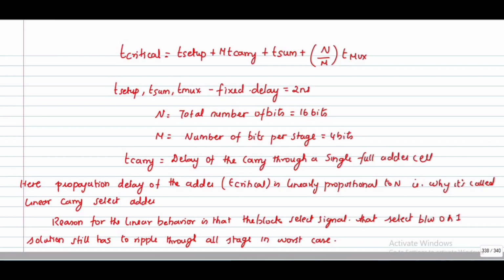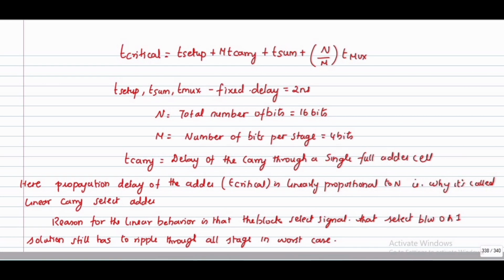So I can write it as N/M into T mux, plus T sum, if I want to calculate the critical path for the sum. Here I can set T setup, T sum and T mux as a fixed delay equal to 2 nanoseconds, and N is the total number of bits, that is 16 bits, and M is the number of bits per stage, that is 4 bits, and T carry is the delay of the carry through a single full adder cell.